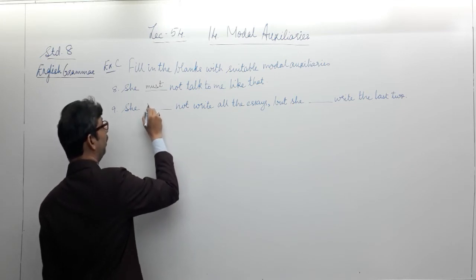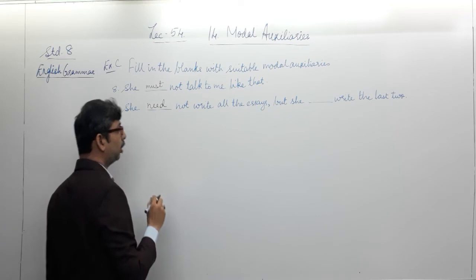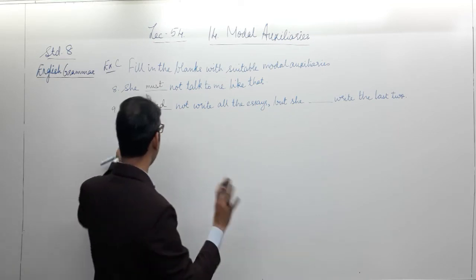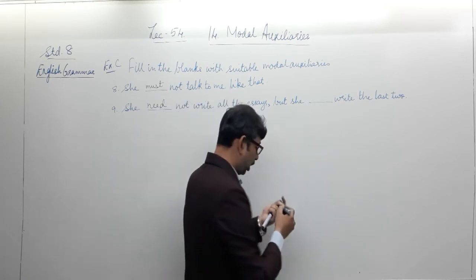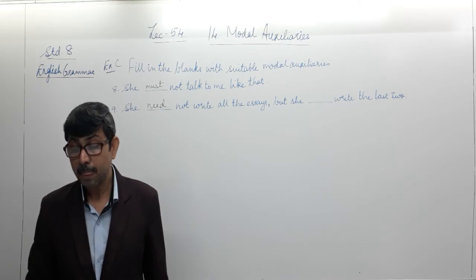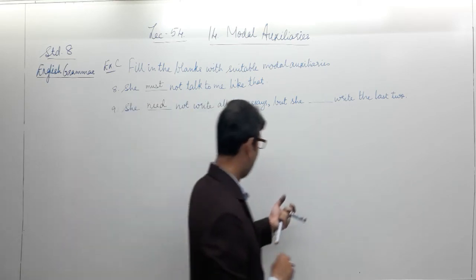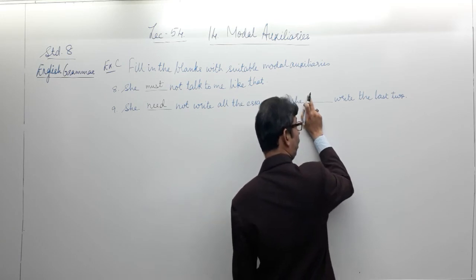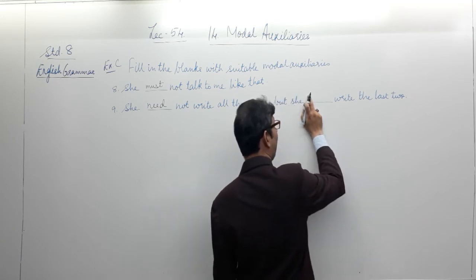So not is already given to us. She need not, a refusal, a kind of negative being said over here. She need not write all the essays, but she, or we can write over here she can or she must. Either of the two can be used. She can write, expressing that she can write. Okay, she can write if she wants to write.